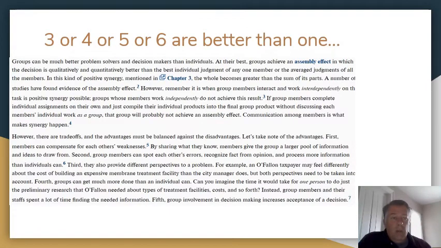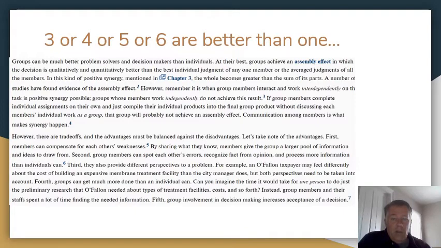Groups can be much better problem solvers and decision makers than individuals. At their best, groups achieve what's called an assembly effect, in which the decision is qualitatively and quantitatively better than the best individual judgment of any one member, or the average judgments of all the members. Basically, groups can make better decisions than people individually. This results in what's called synergy, when the group is really functioning at its most optimal state. So much can come out of that.